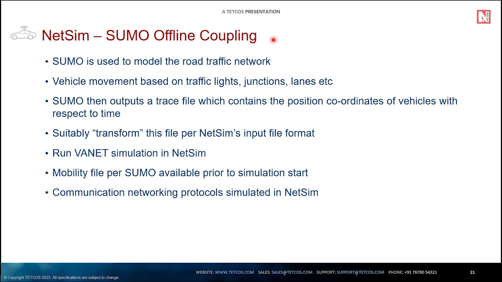The first option for coupling NetSim and SUMO is the offline coupling mode. Here, SUMO is used to model the vehicular movements in roads considering signals, lanes, etc. This realistic movement of vehicles is saved into a trace file. The trace file is converted per NetSim's node mobility file format and fed as input to NetSim before the start of simulation. NetSim then simulates the communication networking protocols and outputs the performance metrics, traces and logs.